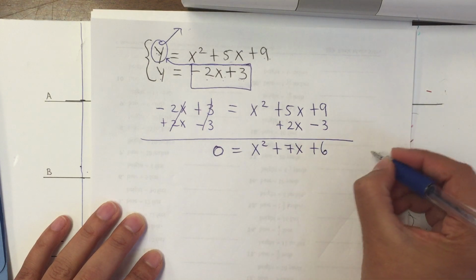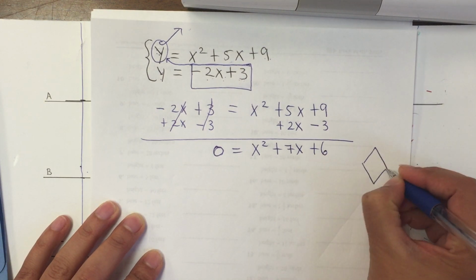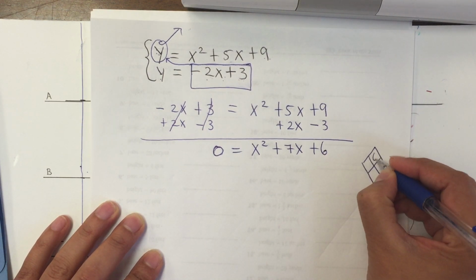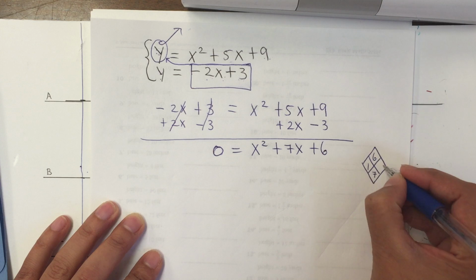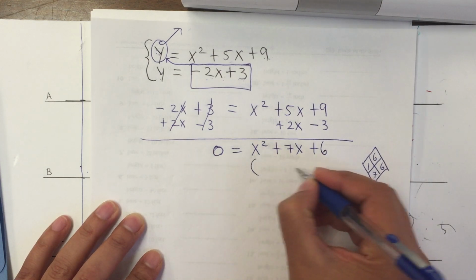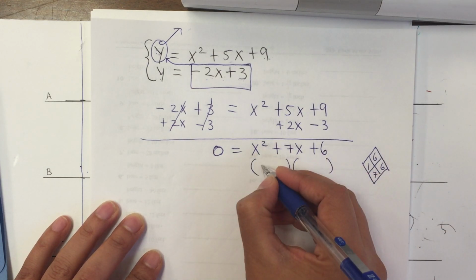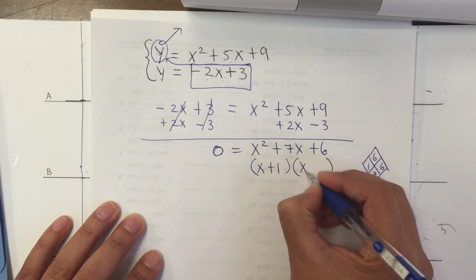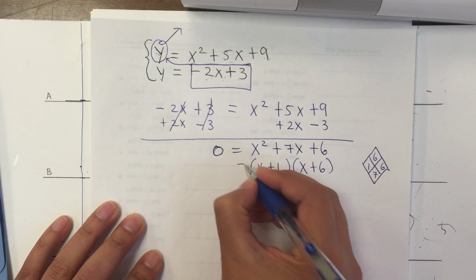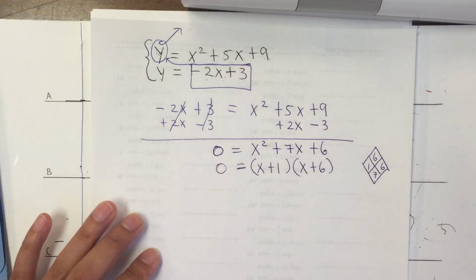So for me, it seems that the diamond is easier because you have the 6 and you have the 7. And what two numbers multiply equals 6 but added equals 7? Well, it's 1 and 6. I open my parentheses and I'm going to put x plus 1, x plus 6, and that's equals to 0.